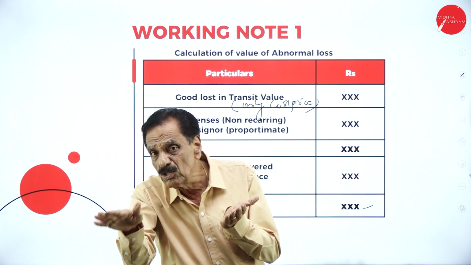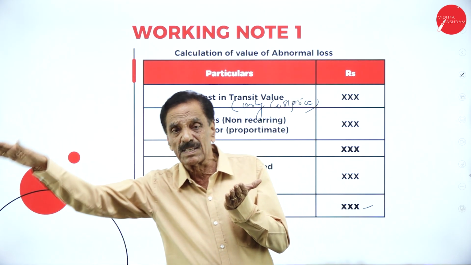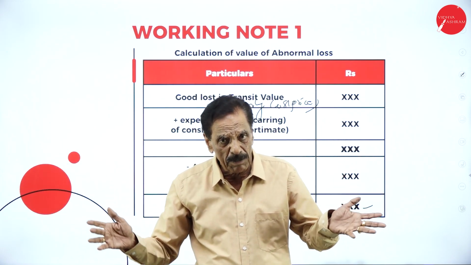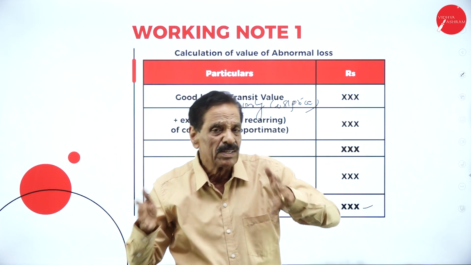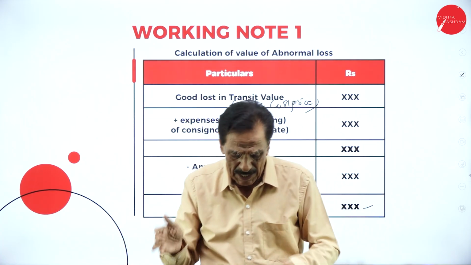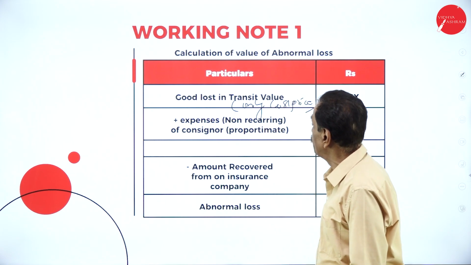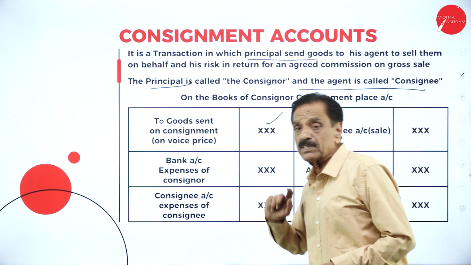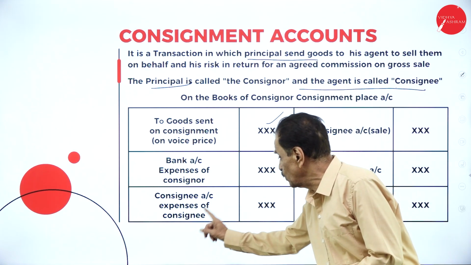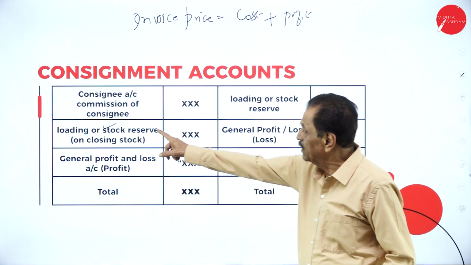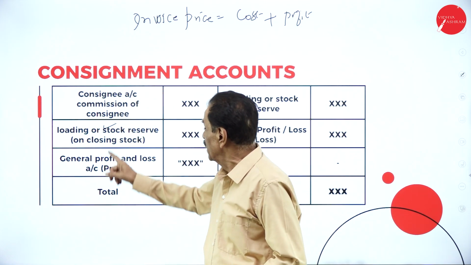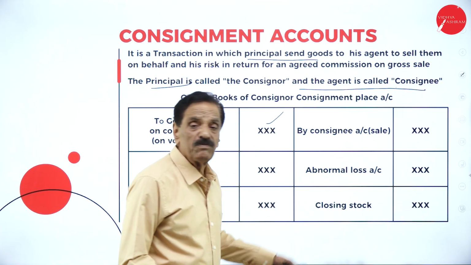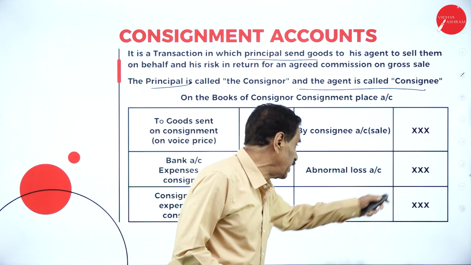If the goods are unsold, the closing stock will come on the credit side. But if there is any loss during transit, which is called abnormal loss, then we bring out the difference. The difference may be profit or loss. That's what you are going to say here. Goods sent on consignment account as per invoice price. This is the expense of the consignor. Then you have to show the expense of the consignee. This is the commission of the consignee. This comes back here. This is the sale made by the consignee. If there is an abnormal loss, that should be put here.